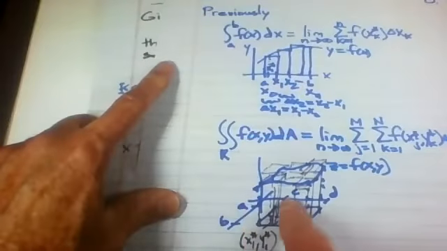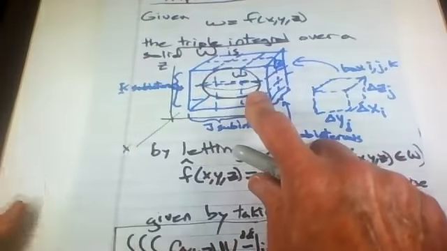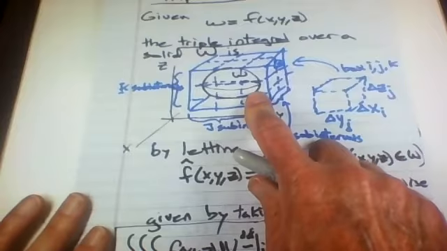In 1 dimension, the domain was an interval on the x-axis. In 2 dimensions, it was a plane region, a rectangle being the simplest case. In 3 dimensions, the domain of a function of 3 variables is a solid in 3-space. Maybe we'll call it W. Books use different letters. W is not sacred.